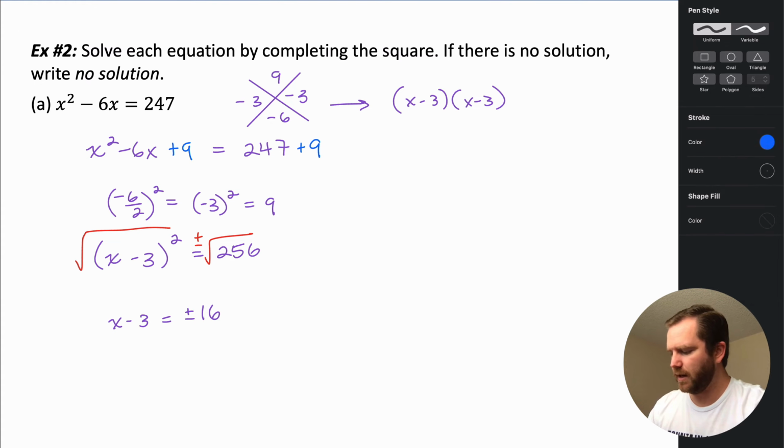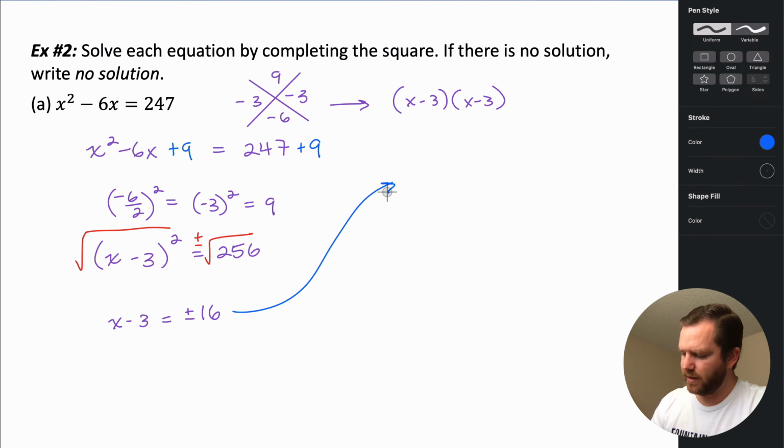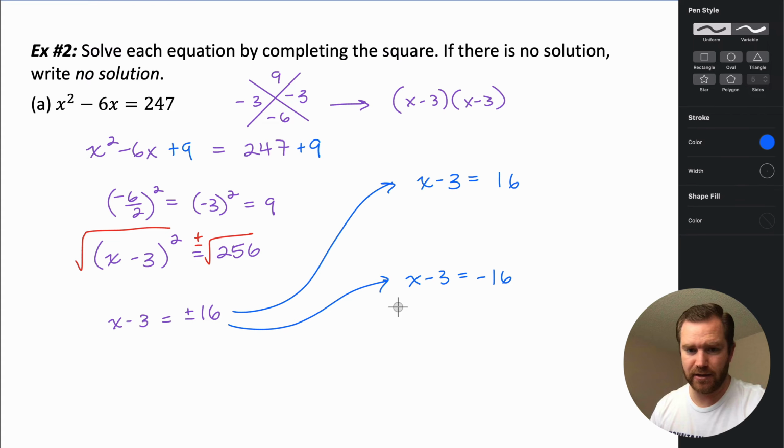Okay, so now from here, what does this tell me? This is really telling me I have two equations. From this, I'm getting that x minus 3 is either positive 16 or x minus 3 is negative 16. So now I have these two equations that I need to solve.